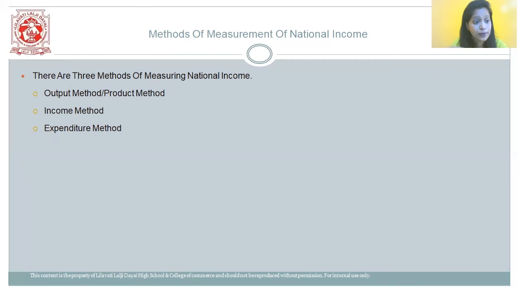Second one is the income method. It is also known as the factor cost method. Why factor cost? Because in this method, rent, wages, interest, profit behind producing goods and services are considered. So all the factors of production are considered in this. That is termed as your income method. Third one, students, is the expenditure method. What is happening in the expenditure method? Here, it is also known as the total outlay method. All the expenditure is considered in the total outlay method. So three methods: output, income, and expenditure method.